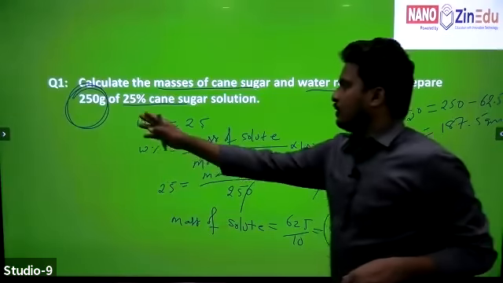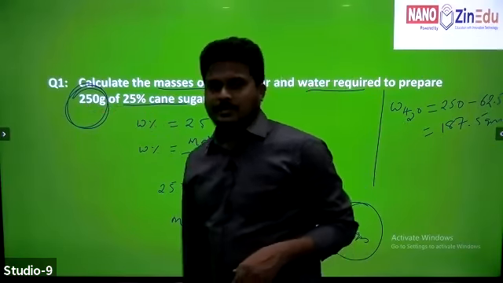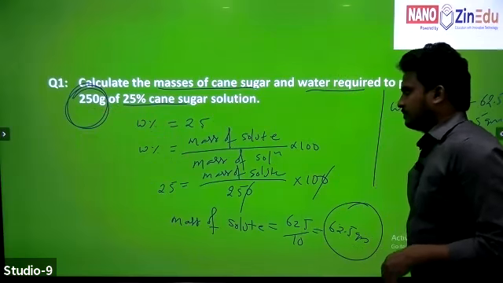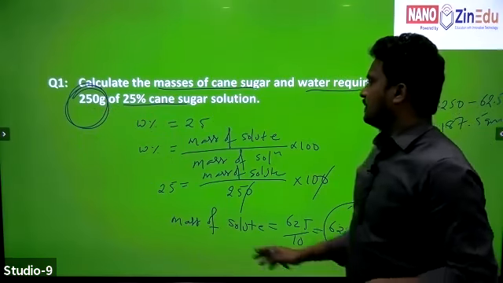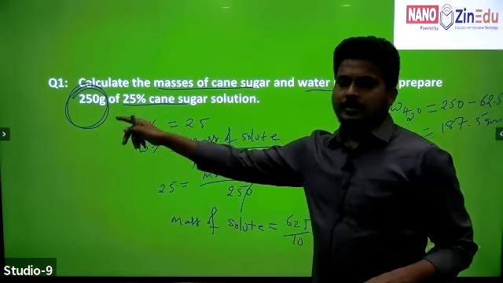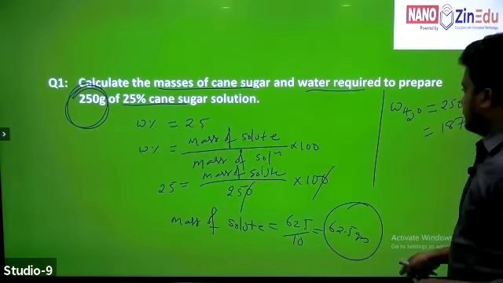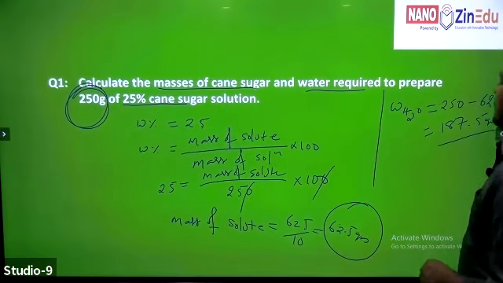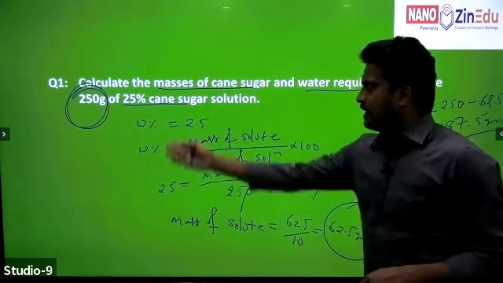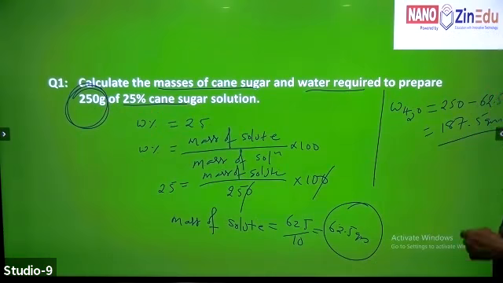25% of 250 is 62.5. 62.5 grams of cane sugar present in 250 means that 62.5 grams of cane sugar has been dissolved in 187.5 grams of water. Then only we get the total mass of the solution, 250. Copy it.